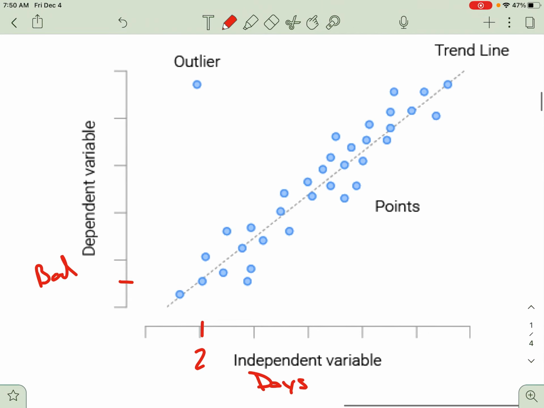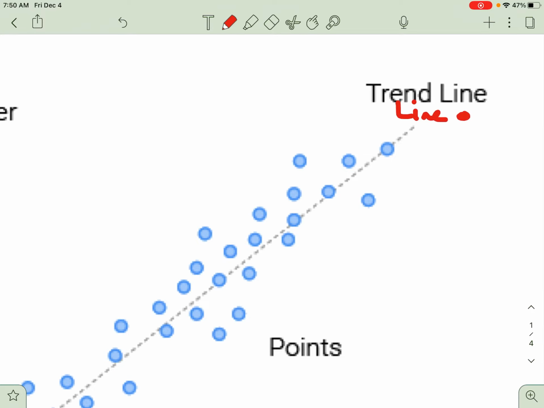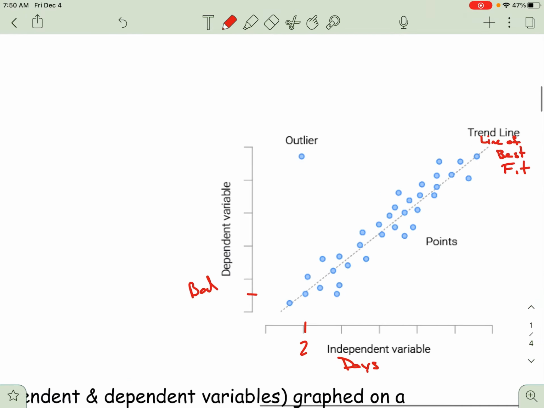Okay, and then you have things that are called outliers. So an outlier is a statistical anomaly where everything else seems to follow this trend, or this trend line, what we also call the line of best fit, that we're going to talk about today, right? But then there's just this one that sticks out, right? Another way to think about that is like test scores.